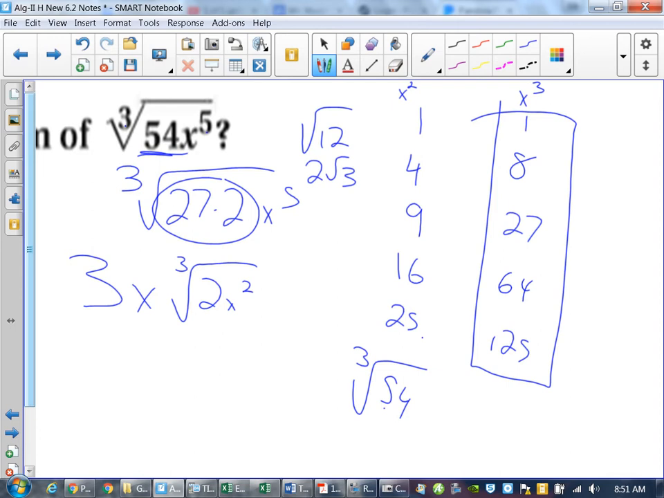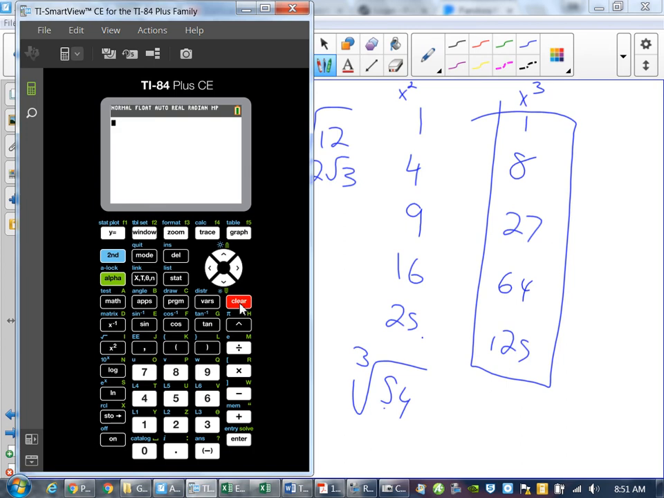Also, if you are trying to figure these things out and you forgot how to find perfect cubes, one of the other things you could always utilize, if you have your calculator, is your y equals.